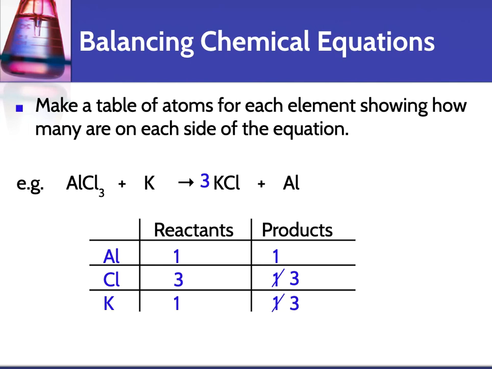Now aluminum and chlorine are balanced, but potassium isn't. So we need 3 potassium on the reactant side. We can get that by putting a 3 in front of the K. We now have 3 potassium on the reactant side as well as the product side. And now we check and everything is balanced.